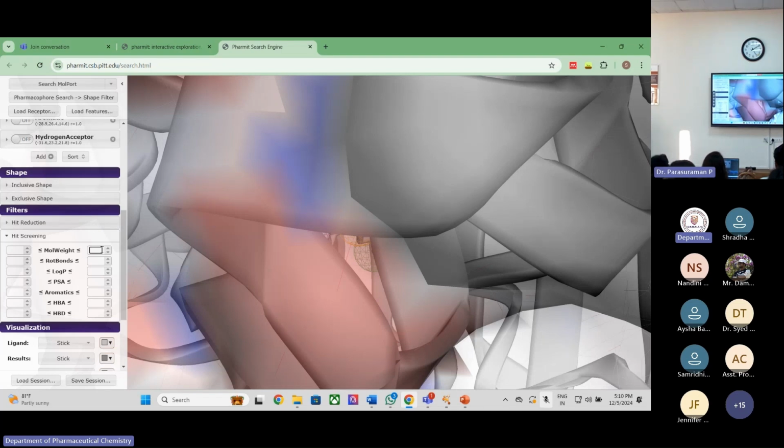Here I am putting 400, I want up to 400 molecular weight. Like rotatable bonds 5, log P can put 4, polar surface area 140. It should be less than 140 Angstrom squared. Aromatic rings, I want 3 aromatic rings. Next, hydrogen bond acceptors, I put 8. Next, donors, 3.